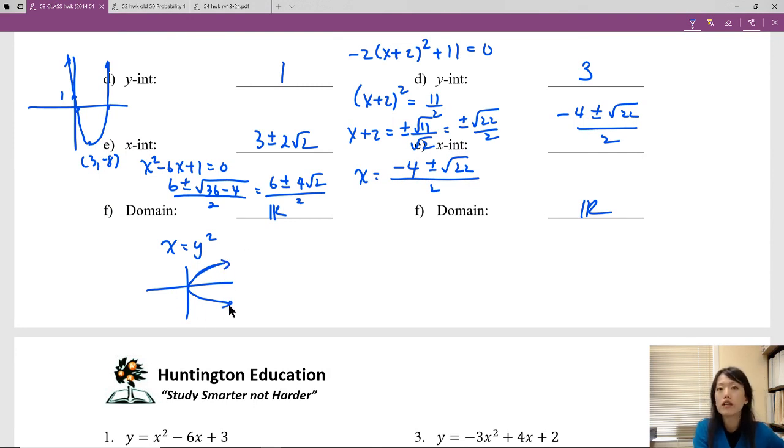So when it goes to the side, what's your domain in this case? 0 and up. Right? X is greater than 0. But for us, when we face up and down, if it's y equals x squared, this kind of graph, it's always going to be domain all real, unless it's x equals y squared. But you guys aren't doing sideways parabolas.